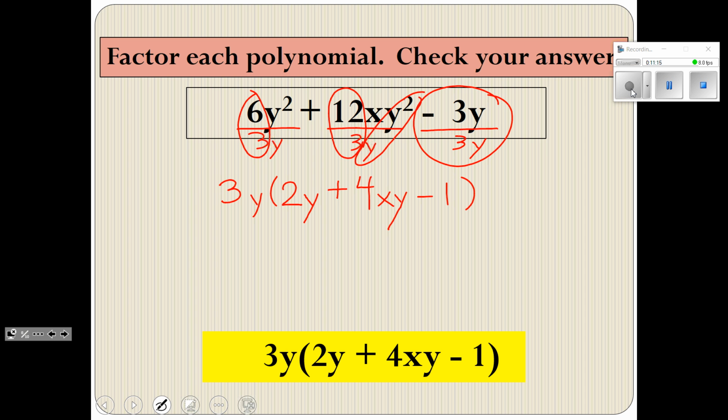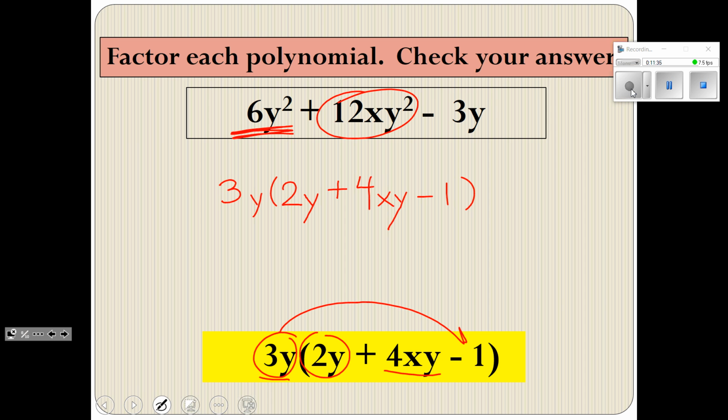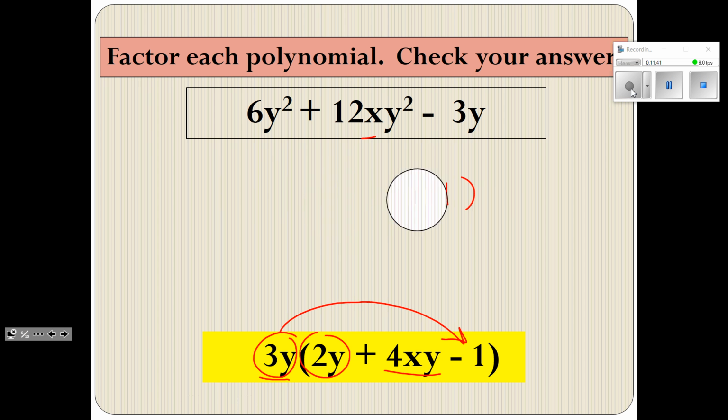Now again, if I wanted to check this, I could use the distributive property and go back to the original problem. So if I multiply 3y times 2y, I know that is 6y squared. 3y times 4xy is 12xy squared. Check that one. And then 3y times a negative 1 is a negative 3y. So you can check it by using the distributive property and going back to where we started.